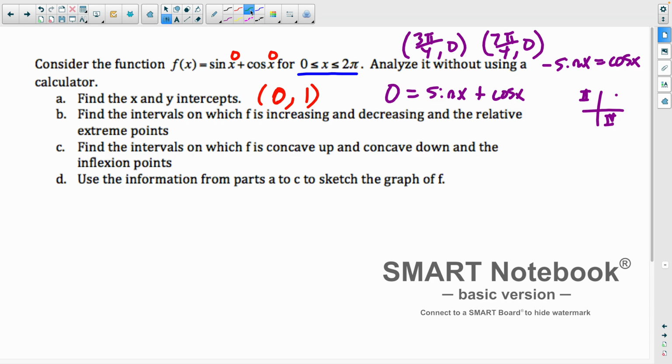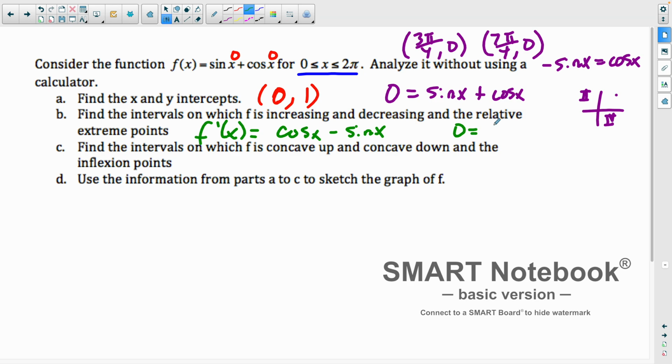Where do I find max and mins? I find max and mins on my first derivative. So if I were to take the derivative of this, derivative of sine is cosine. Derivative of cosine is negative sine. I want to take this and set this equal to 0.